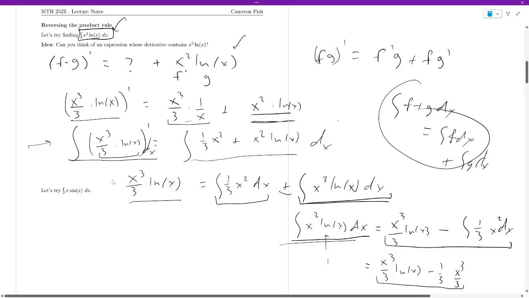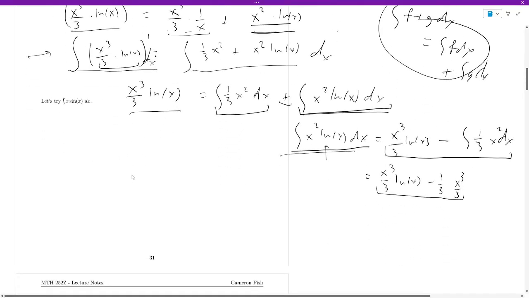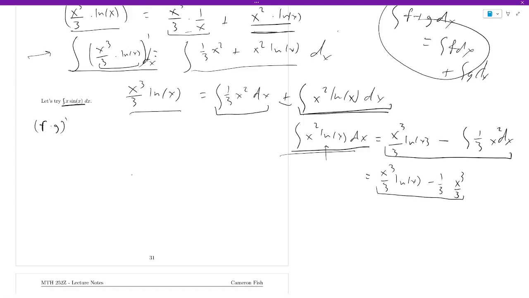I'm going to do one more example really quick, and then we'll see how to turn this into a useful formula. So let's take a look at this one. Same idea. Let's say I was doing the antiderivative of x sine x. That would mean if I'm trying this technique, I look for two functions whose product I take the derivative of, and I somehow end up with something plus x sine of x.